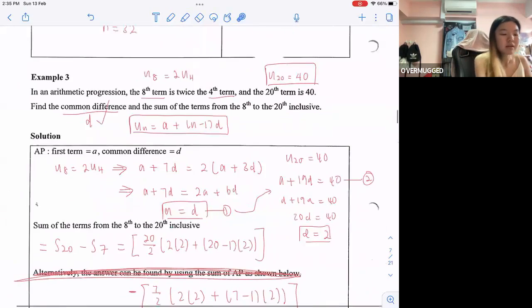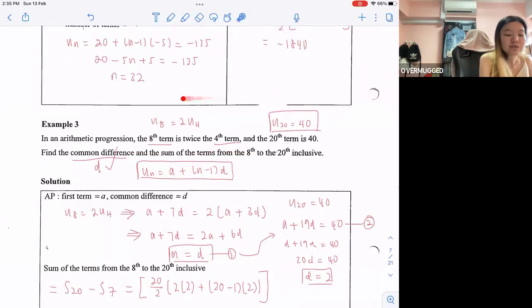Okay, this first part. What you're really doing is just using the clues that they give you to find your A and D. They tell you that the 8th term is twice the 4th term. So this is what it means, right? U8 is actually 2 times U4. You're going to write it out in terms of the general formula because you want to find your A and D. After you write it out in terms of your general formula, you can simplify to get your first equation, which is that A is actually equal to D.